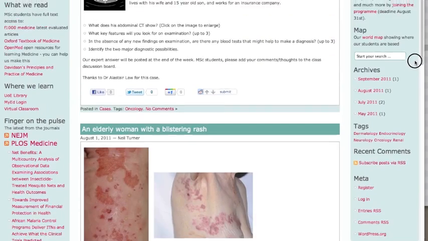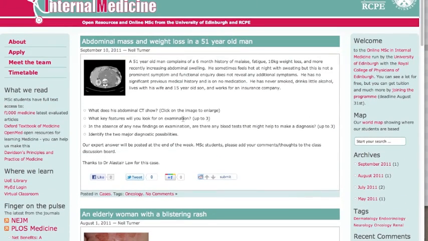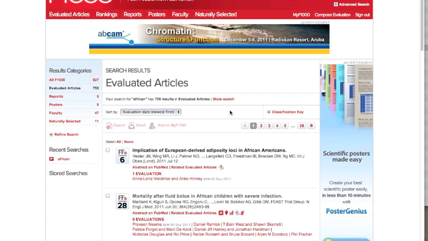In the case of papers, one option that we have is to post really good evaluations to F1000 Medicine. That's also available to you, and it's linked from the top left. And if, for instance, I click to one that I looked at earlier, here are some evaluated articles in Medicine recently. Here's one that's had a real lot of interest, mortality after fluid bolus in African children with severe infection.